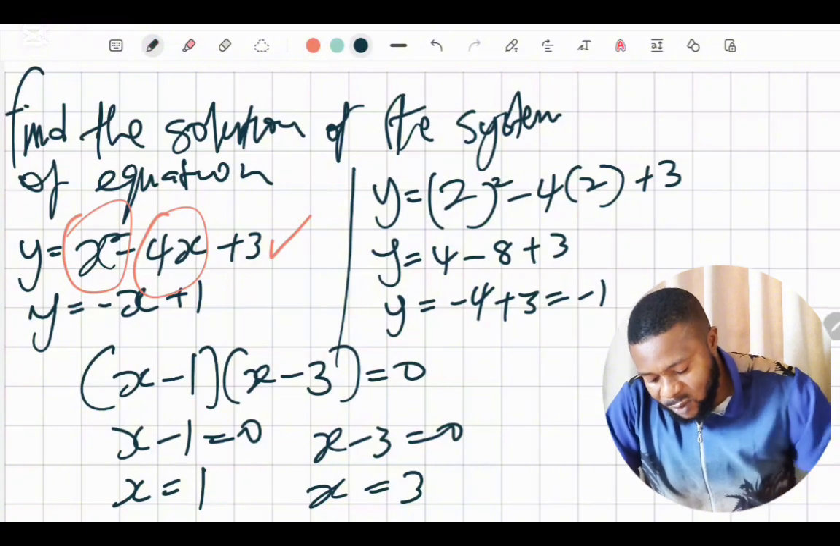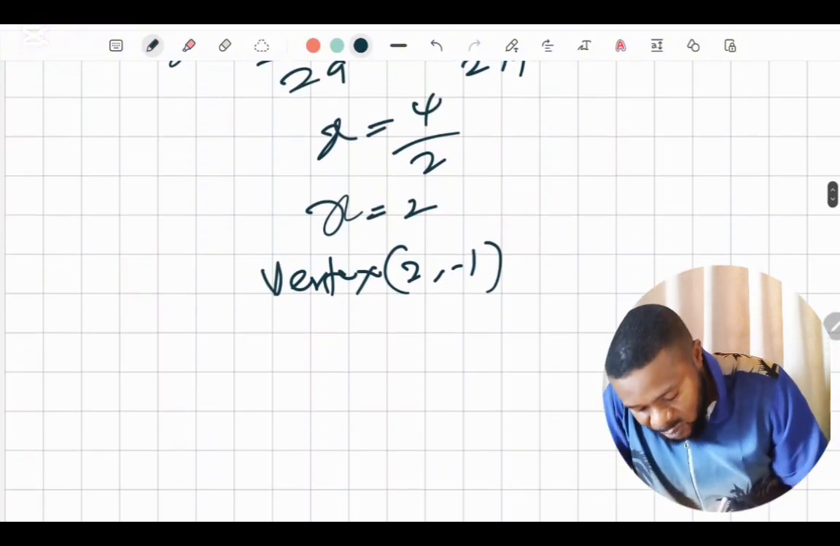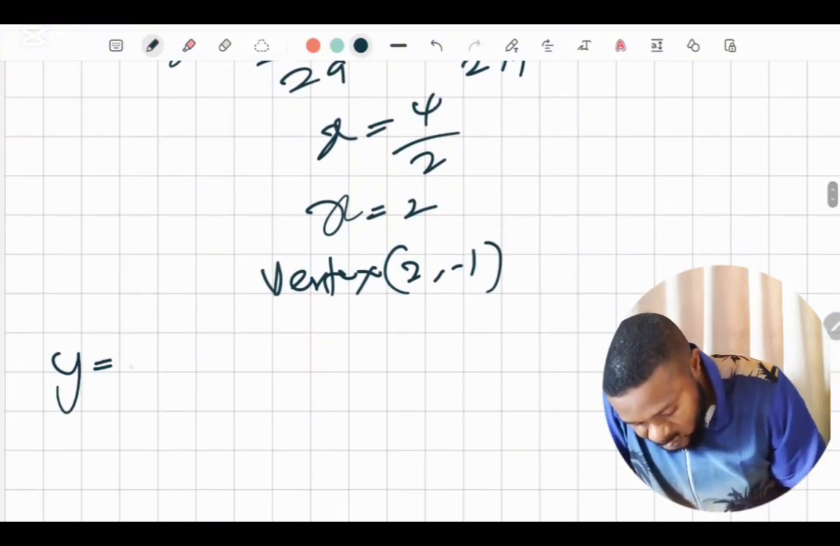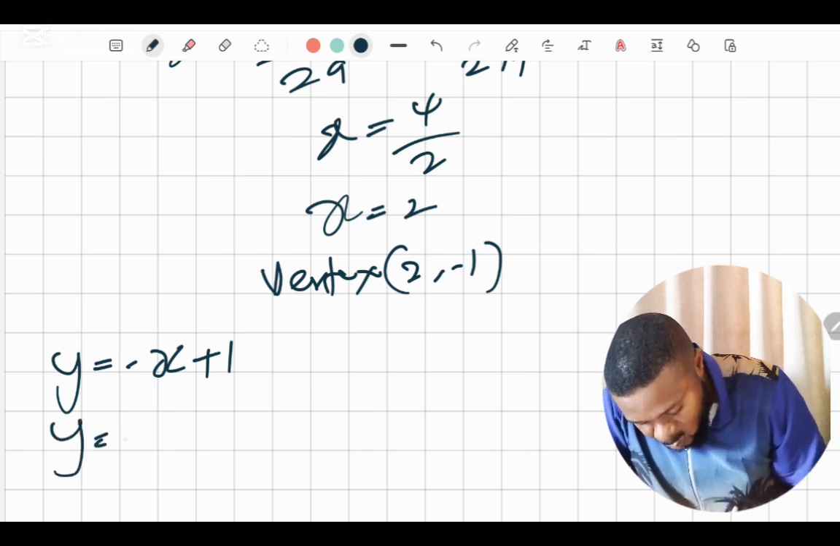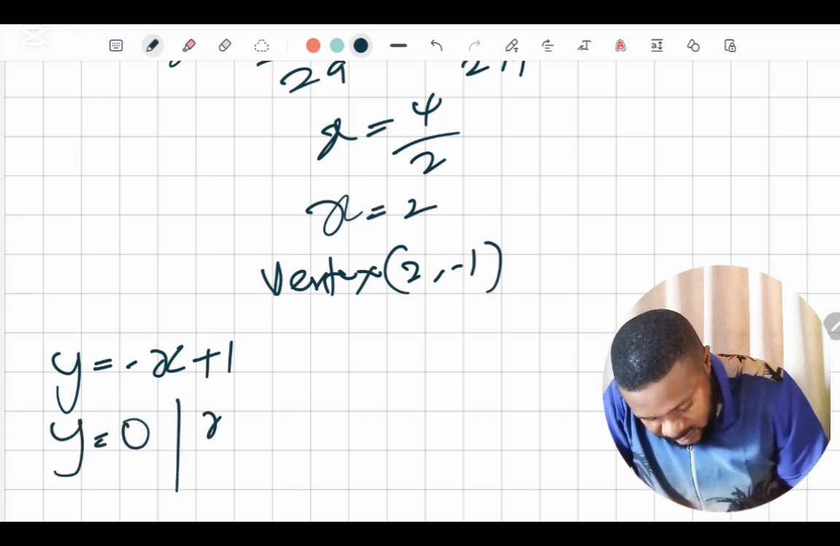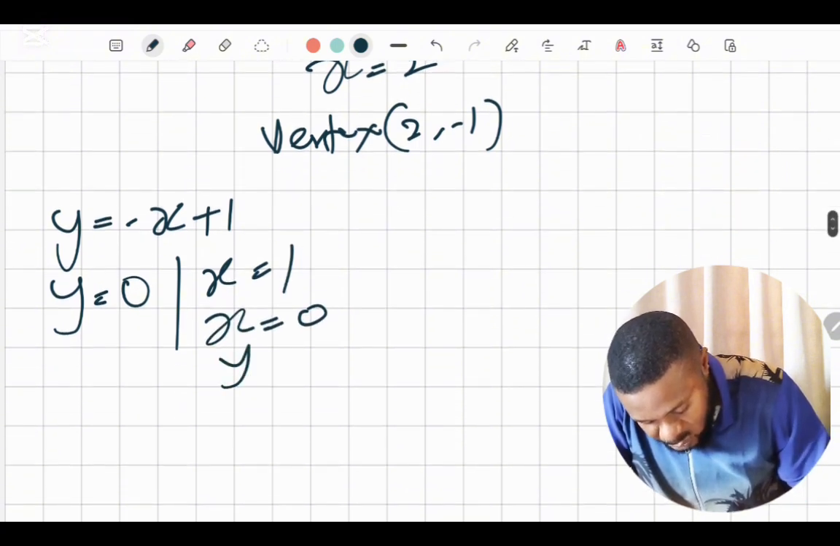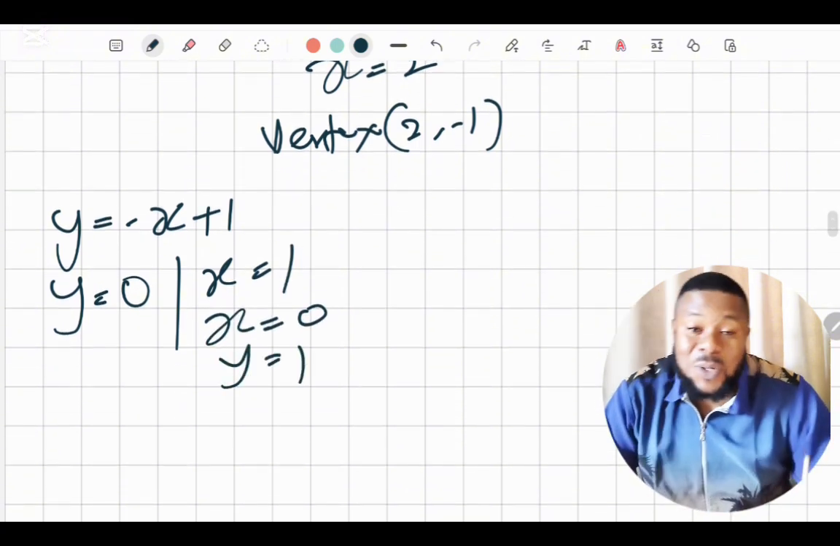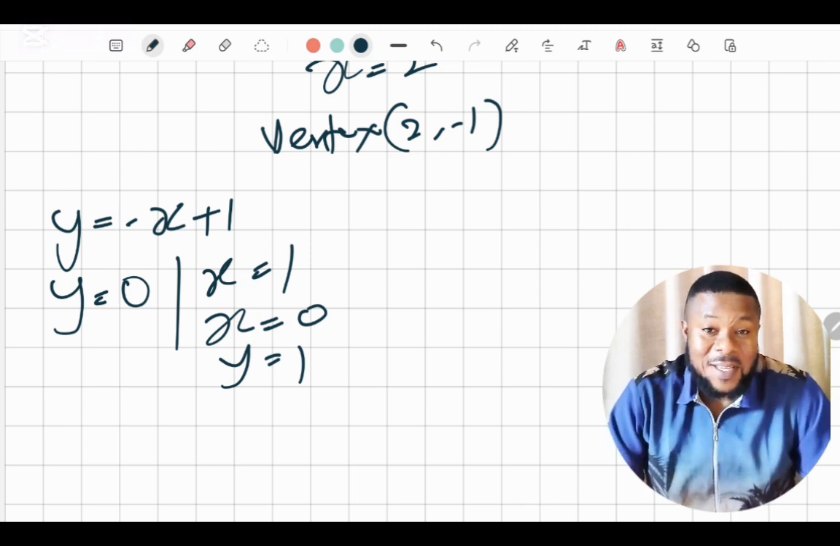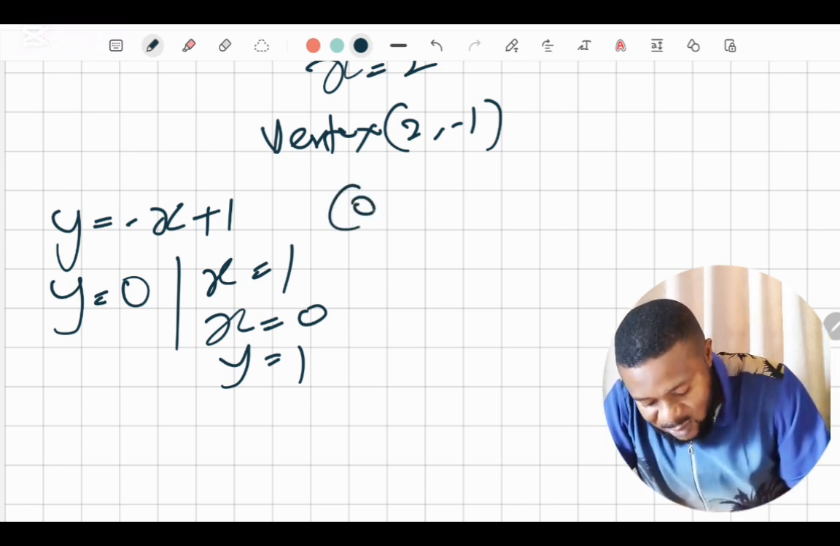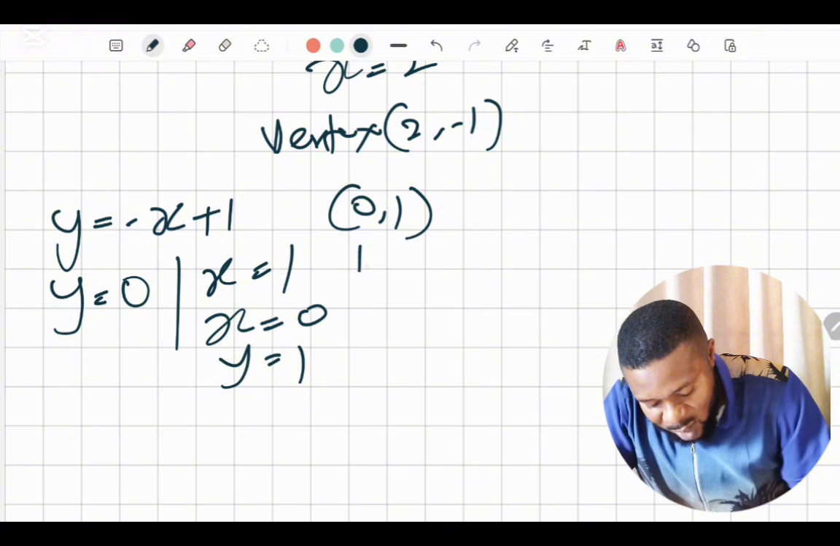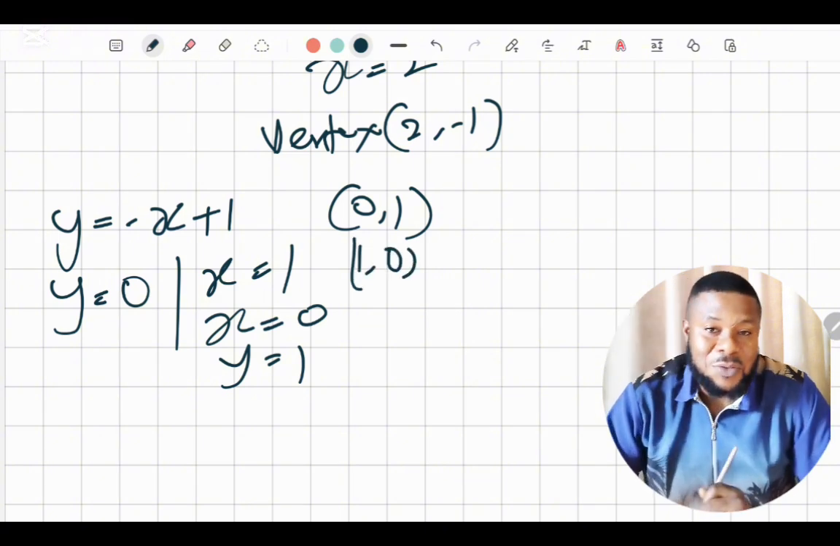Having seen all this, let's go to the straight line. The straight line is y equals minus x plus 1. When y is 0, it means that x is equal to 1. And when x is equal to 0, y is also equal to 1. So for the straight line, the coordinates are (0, 1) and (1, 0).